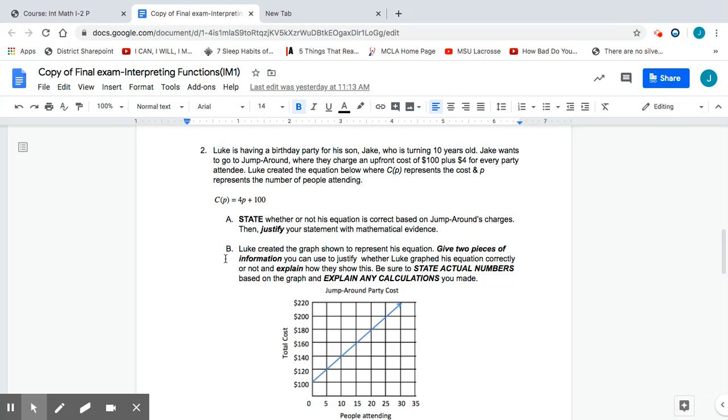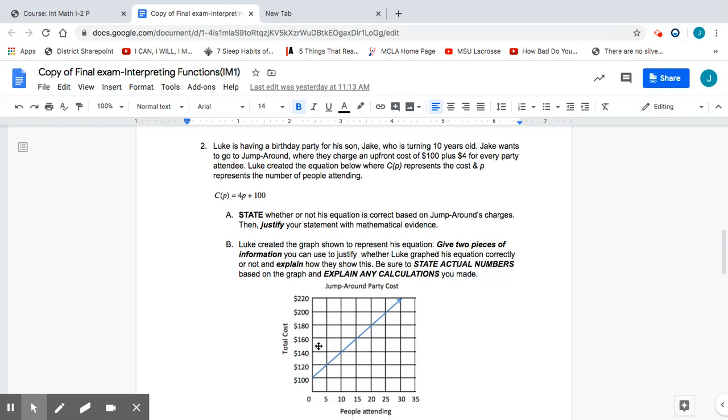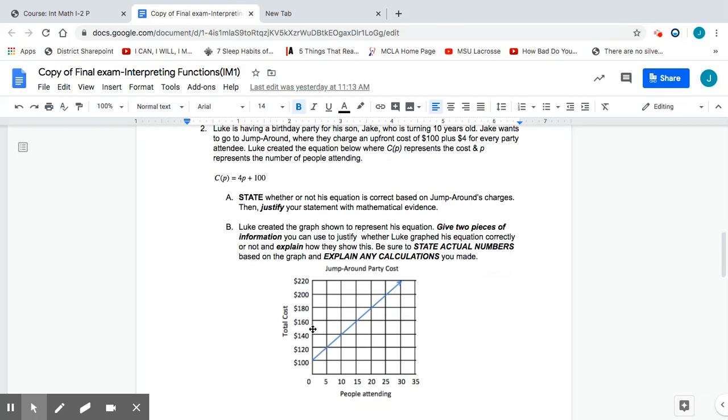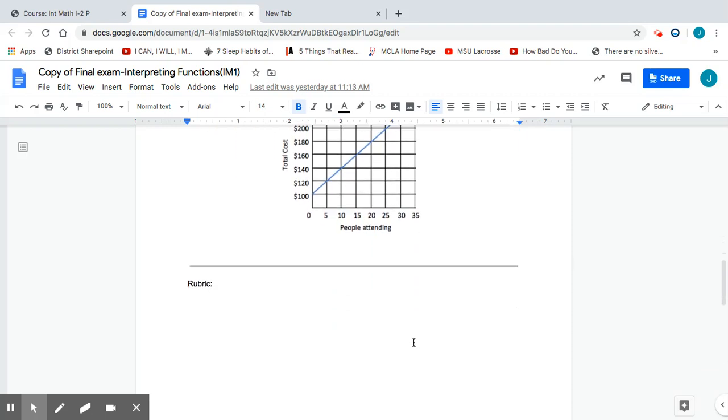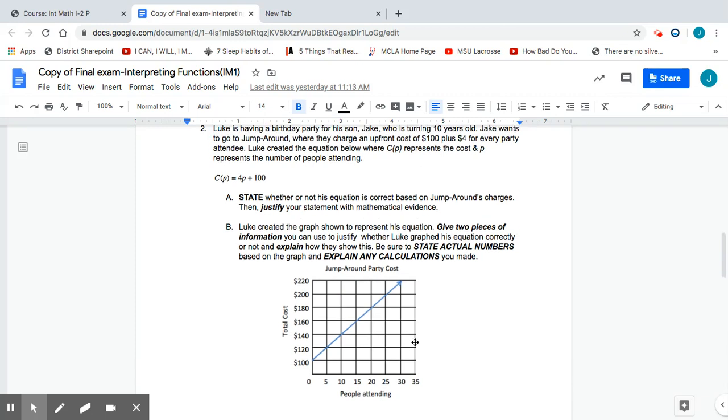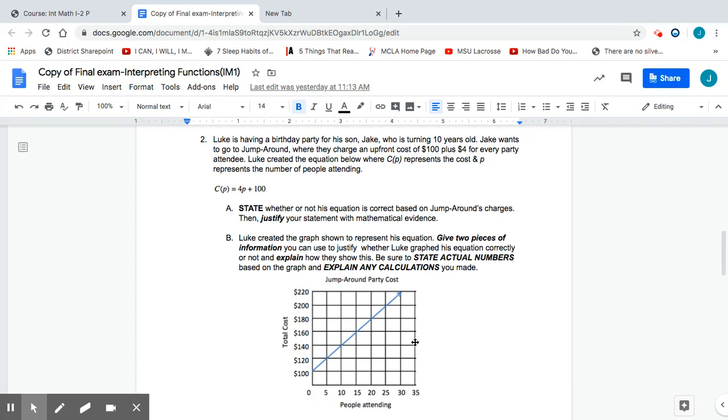The second part: Luke created a graph shown to represent his equation. Here's the graph. Give 2 pieces of information you can use to justify whether Luke graphed his equation correctly or not, and explain how they show this. Be sure to state actual numbers based on the graph and explain any calculations that you made. Okay, so that's question 2. You would have to do both parts on that one.